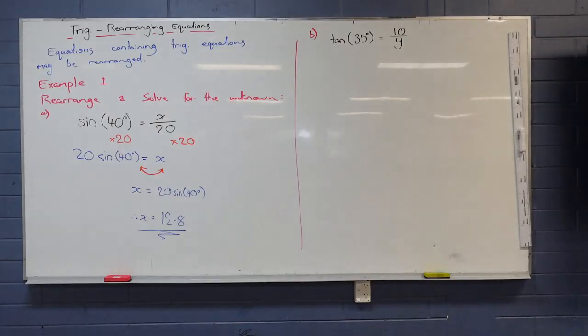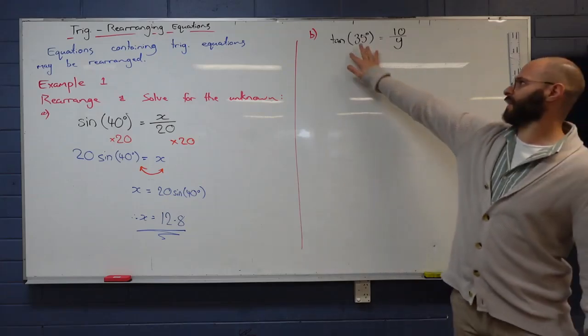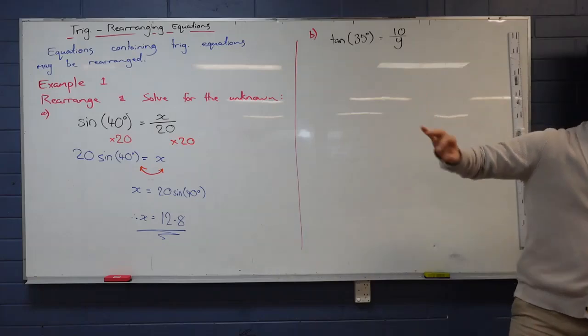Okay, guys, here's something novel to us. Eyes and ears. We are posed with what seems to be the same question again. Did I forget? No. Or am I showing you something novel? We have tan 35 degrees equals 10 over y.